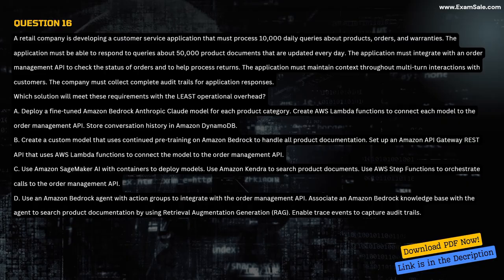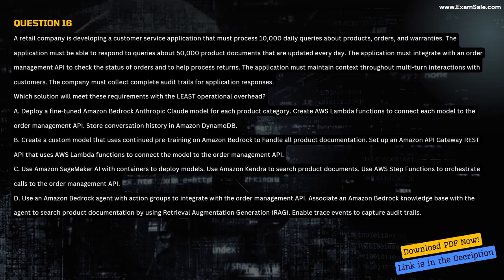C. Use Amazon SageMaker AI with containers to deploy models. Use Amazon Kendra to search product documents. Use AWS Step Functions to orchestrate calls to the Order Management API. D. Use an Amazon Bedrock agent with action groups to integrate with the Order Management API. Associate an Amazon Bedrock knowledge base with the agent to search product documentation by using Retrieval Augmented Generation (RAG). Enable trace events to capture audit trails.